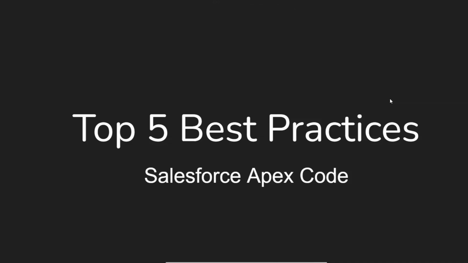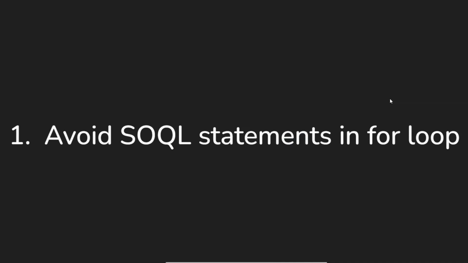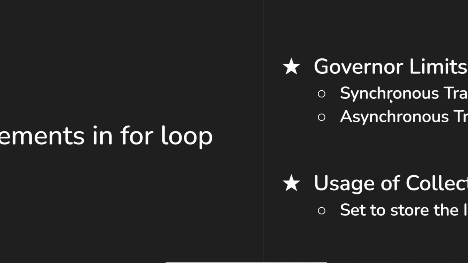So let's move on. The top one is avoiding SOQL statements in for loops, or in general any loop. We should not have SOQL statements in a loop. This is the topmost mistake to be avoided. Salesforce is a multi-tenant platform, as we know. You have limited resources, and there are rules in the form of governor limits. What do governor limits tell us?